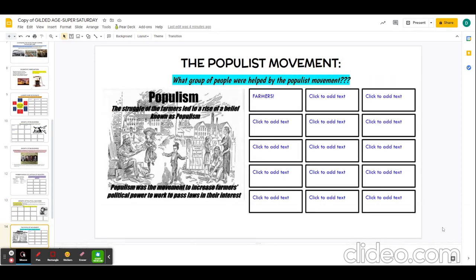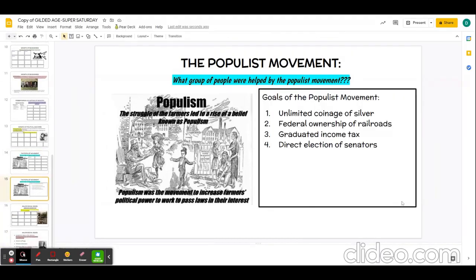Another group of people that we see kind of rise up during the Gilded Age is the populist movement. And I've been telling my kiddos, populism, populist, you should automatically think of the word farmers during this time period. So populist, populism would be the farmers or things that would be in the best interest of the farmers, such as unlimited coinage of silver, federal ownership of the railroads, graduated income tax, and direct election of senators. All of these will happen except for the coinage of silver. The progressives come in the next several years and kind of take a lot of these ideas and put them into fruition.